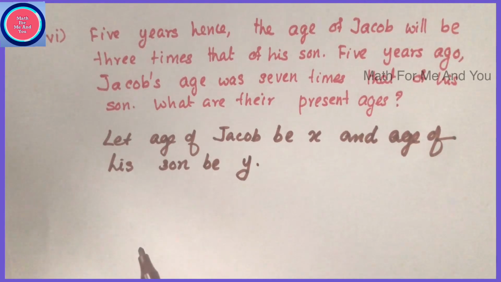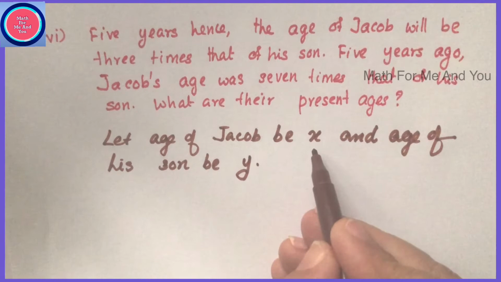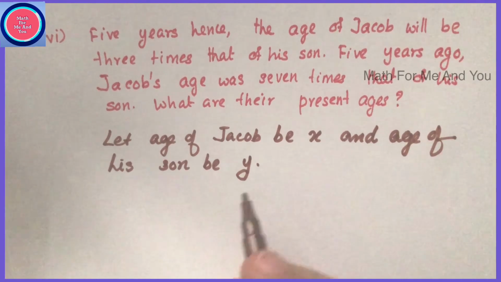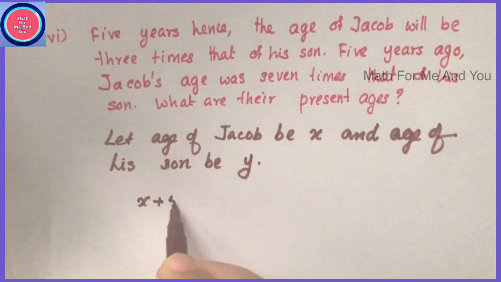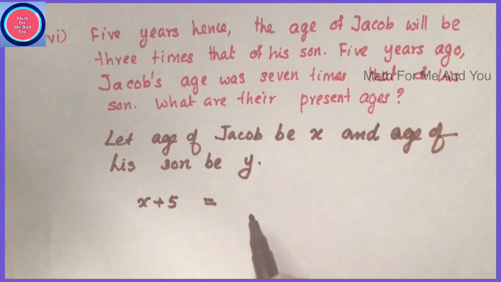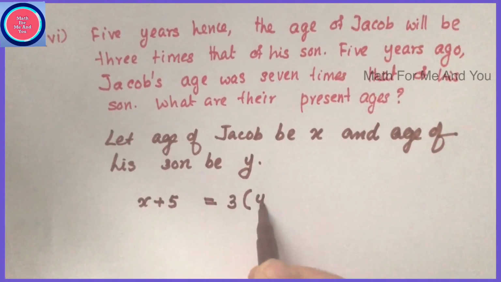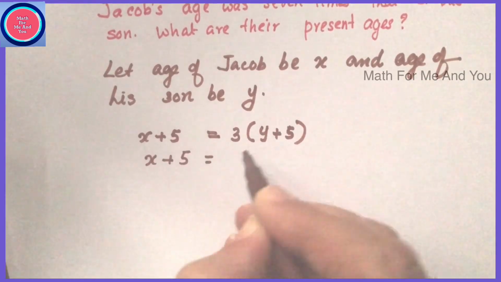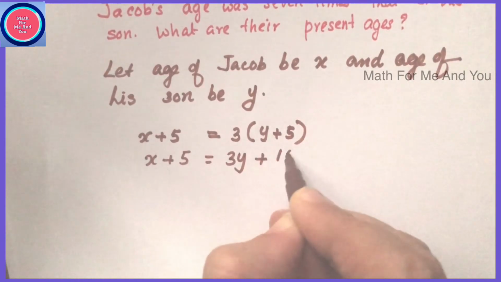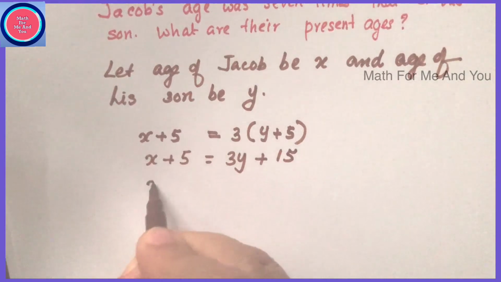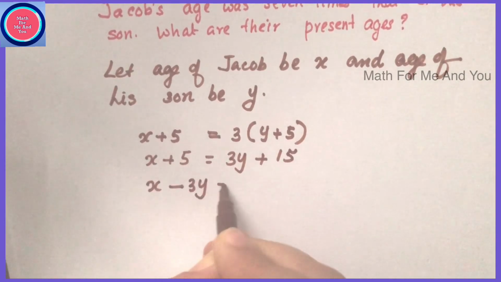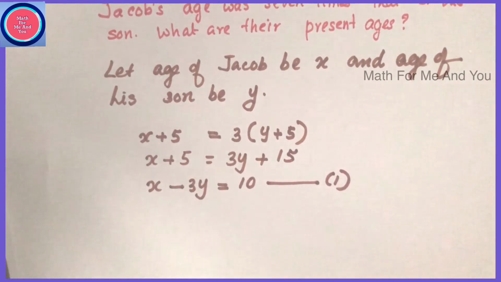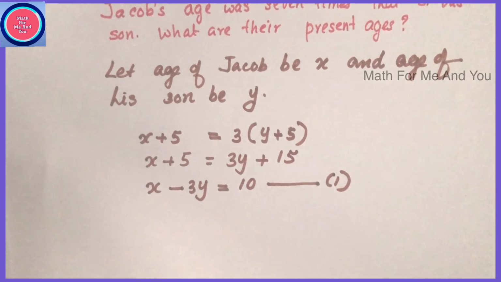Now we are going to form the equations. For that we read the sentence, 5 years hence the age of Jacob. That means after 5 years age of Jacob will be x plus 5. And after 5 years his son's age will be y plus 5. There is the relation. After 5 years Jacob's age will be 3 times that of his son's age. So x plus 5 is equal to 3 times (y plus 5). Remove the bracket on the right side, we get 3y plus 15. X and y we can collect in one side. x minus 3y is equal to 15, and 5 we can move to the right side, it becomes 15 minus 5 is 10. So equation number 1 is ready.